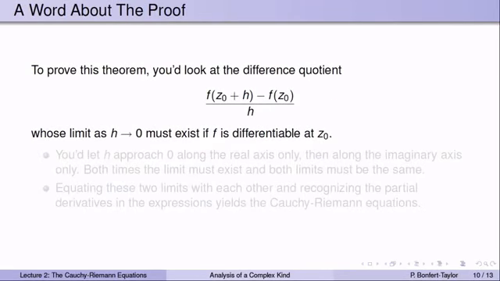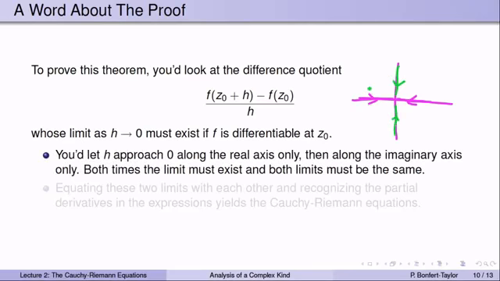If you wanted to prove this theorem, which we're not going to do in this lecture, it would actually not be that hard. You'd look at the difference quotient, f of z0 plus h minus f of z0 over h. And the limit of this difference quotient must exist if f is differentiable at z0, and that's your assumption. The limit of the difference quotient existing as h goes to 0 means we can let h go to 0 whichever way we want to. In particular, we could look at h going to 0 along the real axis, and we could also look at h approaching 0 along the imaginary axis. We could also look at h going to 0 all kinds of other ways, but it's actually sufficient in this proof to look at these two directions.